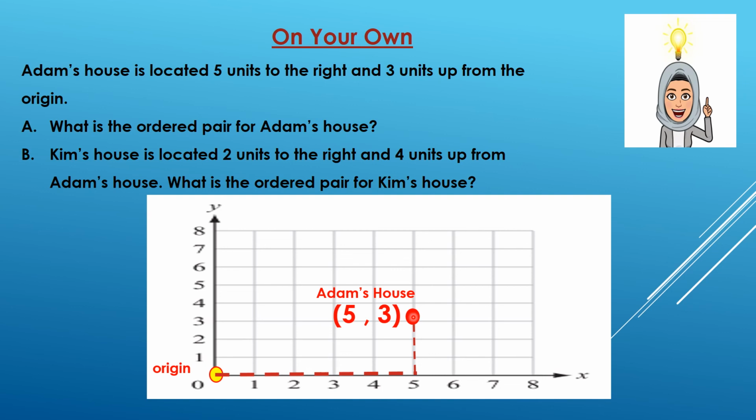Can you help me? 2 units to the right. This is what it says. Where's my right side? Is it this way or that way? Or up or down? Yes, the right side is here. 2 units or 2 blocks. 1, 2, right? And then 4 units up. Let's go up 4 units, right? 1, 2, 3, 4. Excellent. And I will put the point right here. This is Kim's house. Can you read now the ordered pair? Just match the axis, right? And this is 7, 7.